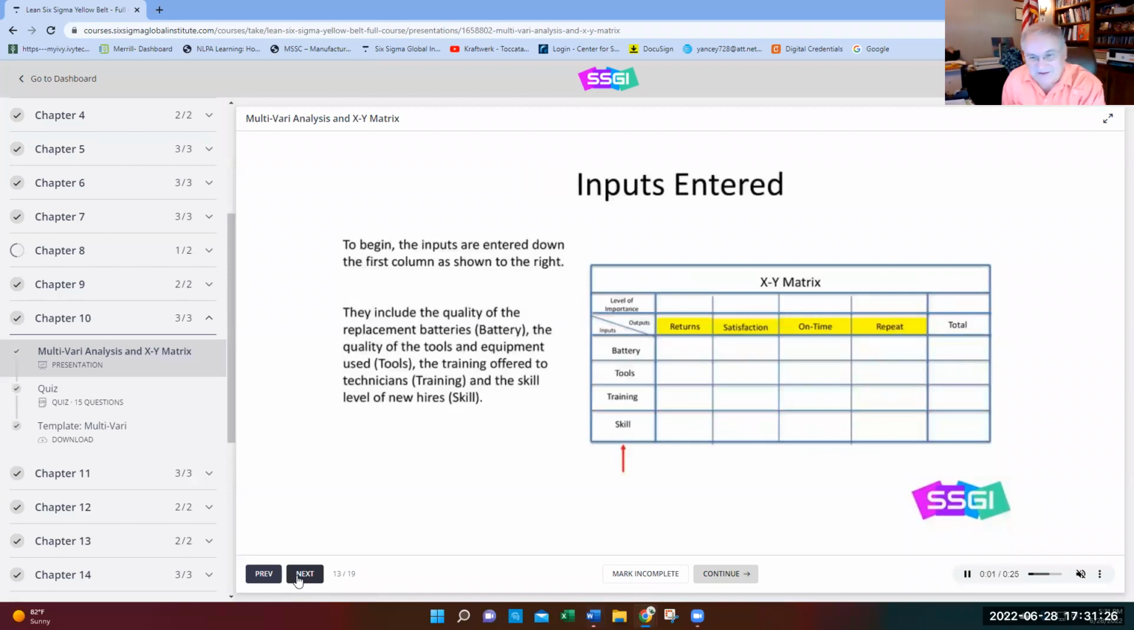This one was about a phone company, and they looked at quality issues. They thought that replacing the batteries, the quality of the tools and equipment they had to use to repair the phones, and the training offered when you got hired to be able to repair the phones mattered. And then they rated the input of the skill of the new trainees. They found that those were the areas they wanted to measure.